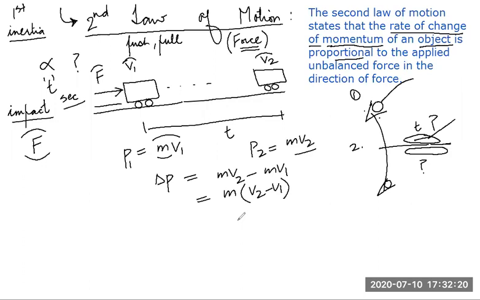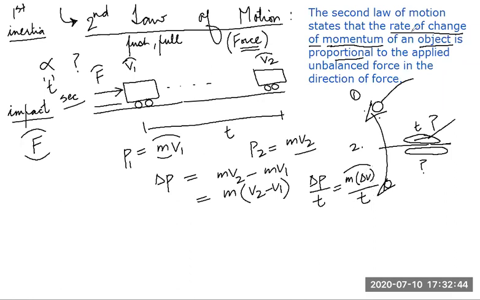Now, this is the change in momentum. And what is the rate of change of momentum? That would be delta p by t. So that is equal to m (v2 minus v1) divided by t. I've already told you, the rate of change of something is that quantity divided by time, you get the rate of change.